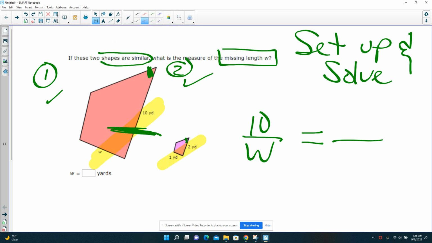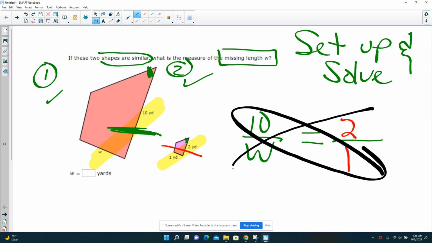And don't forget, we're going to chop. And they have to go together. 2 over 1. Okay? Now we're going to simply just cross multiply and divide. Don't forget which ones you are multiplying, 10 times 1, and you divide by the 2.